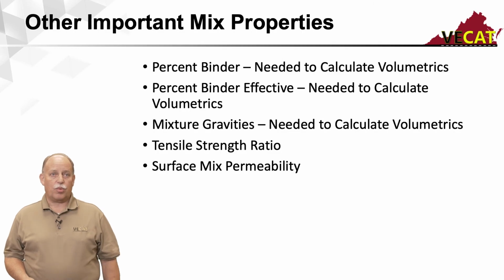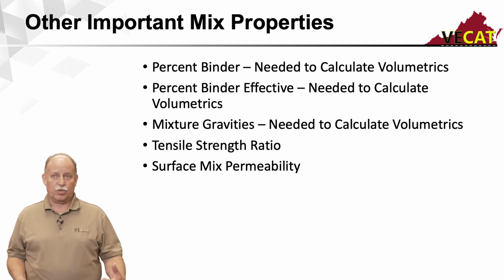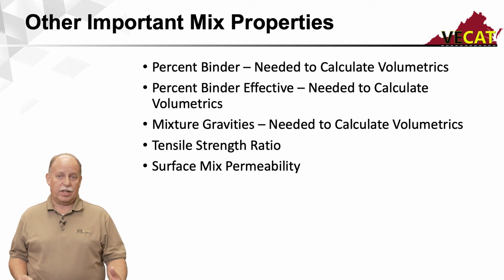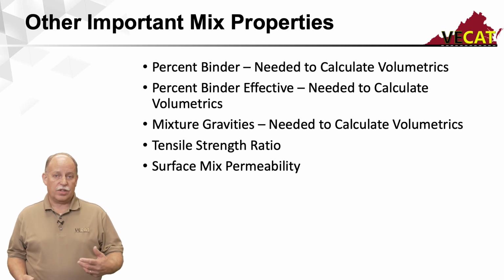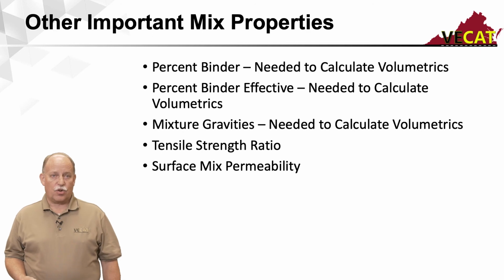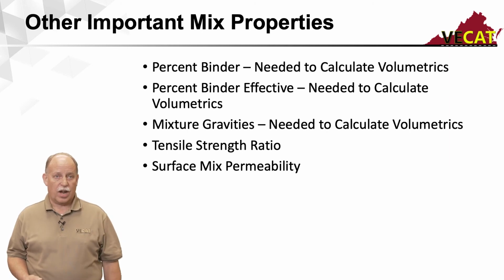So, some other important properties. You have that percent binder. You need that to calculate all your volumetrics. So you have to have the percent binder of your mix. You have to have the effective percent binder, which is needed to calculate the volumetrics. Again, the effective binder is the binder that is not absorbed in the aggregates. You need your mixture gravities, and that is the mixture itself as well as the actual gravity of the aggregate. So you've got to be able to get all the mixture gravities.